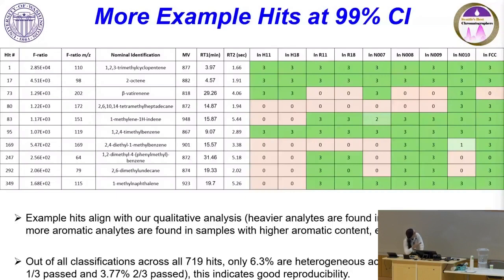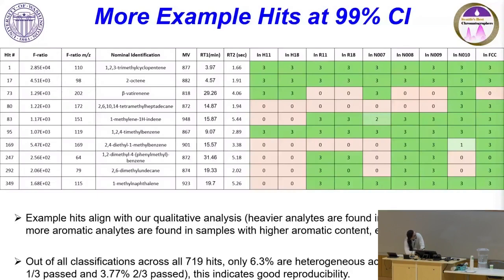Out of all classifications of hits, it turns out that only 6.3% of them have disagreement across replicates. In all of the other cases, all of the replicates either agree that this analyte should be included or not included based on the p-test. We have just example hits here, a variety of different ones, we try to pick some aromatics, some different kinds of class compounds.